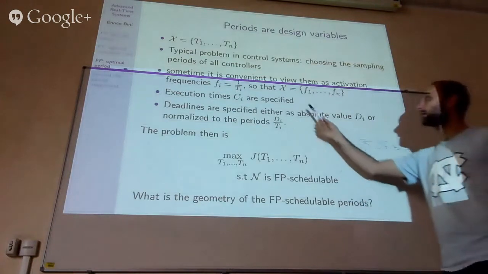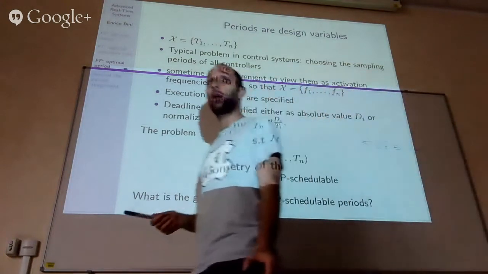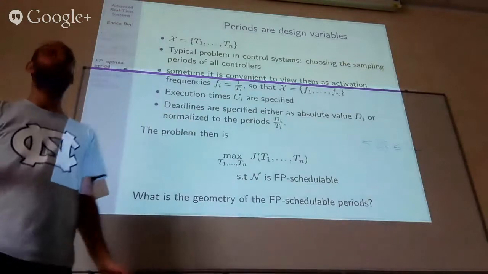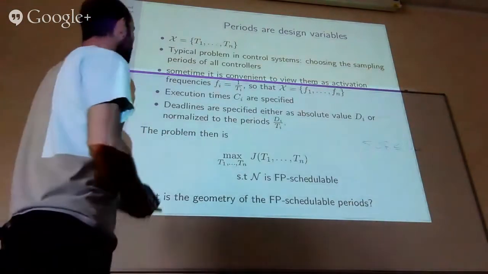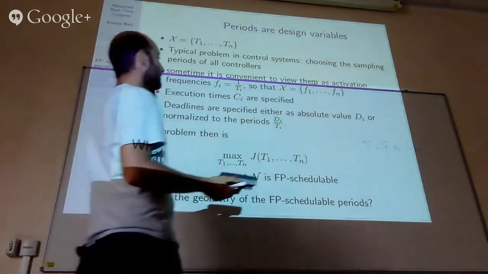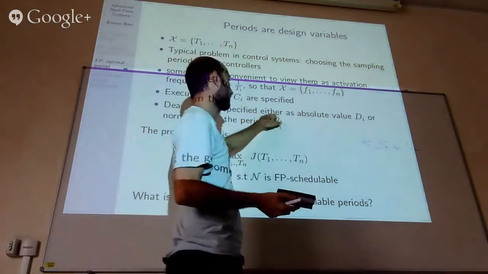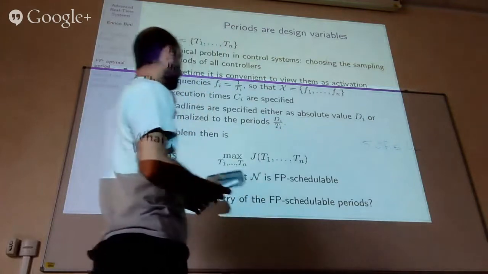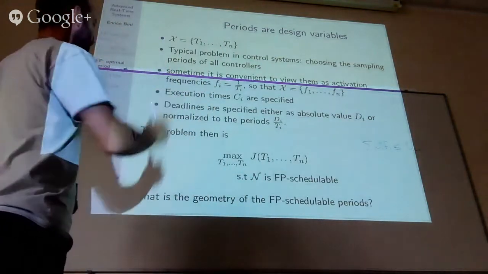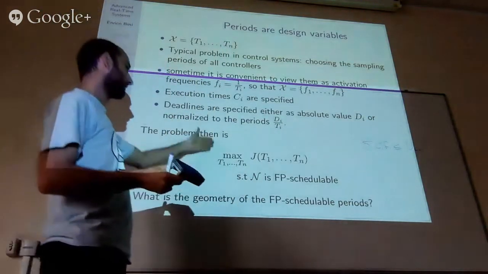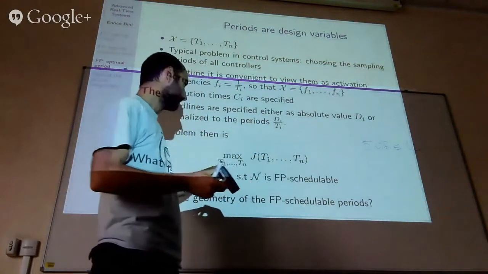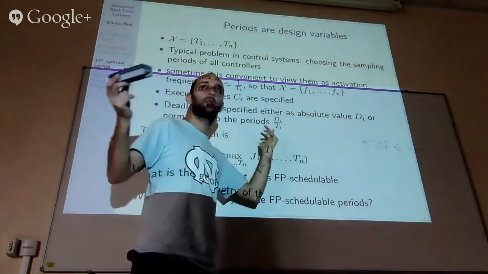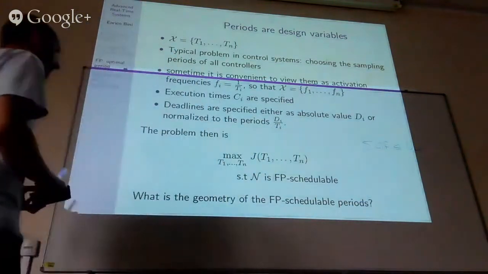Right, so execution times in this case are specified, and the design parameters are the periods, or equivalently the frequencies. Deadlines are typically either an absolute value di, or they are expressed as a ratio, normalized to the periods. And the problem is just the same as before, where the variables instead are periods, and we want it to be an FP schedule. So everything is the same.